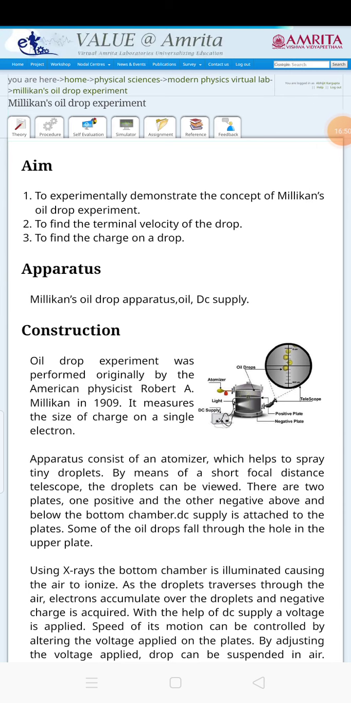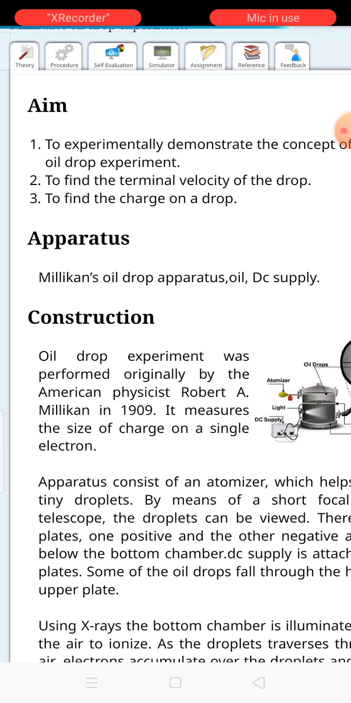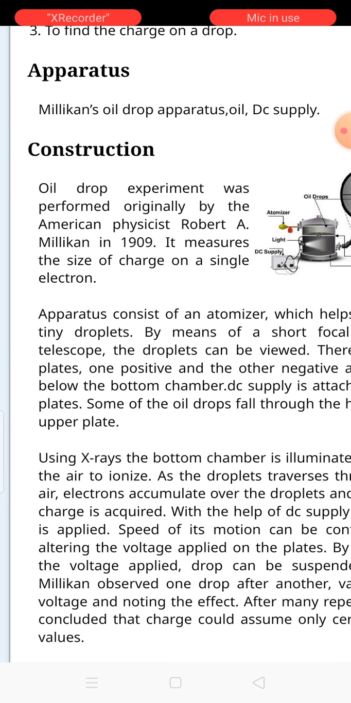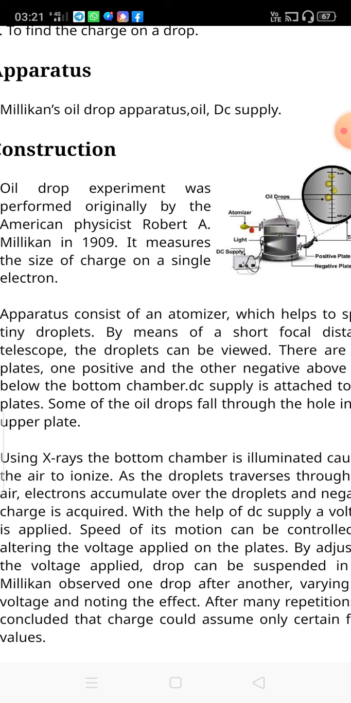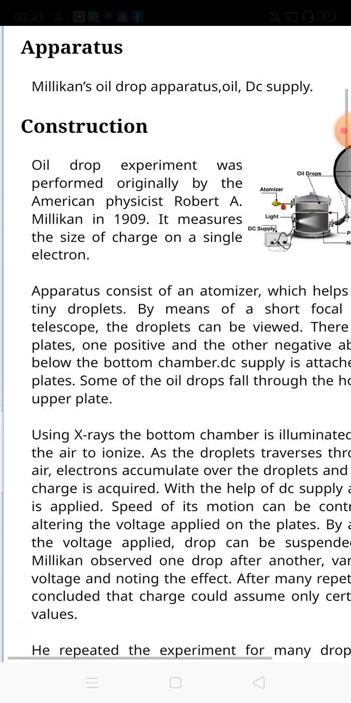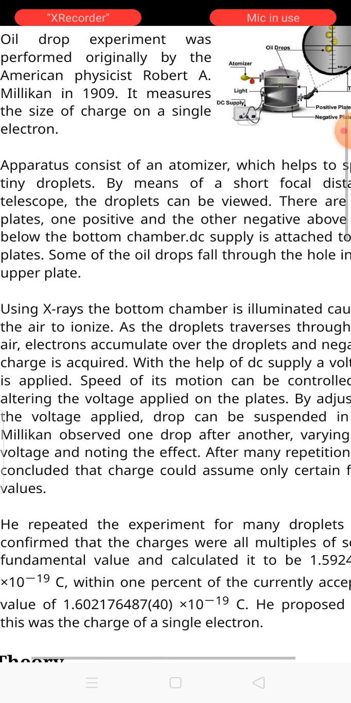Here is the theory part. The aim of the practical is to experimentally demonstrate the concept of Millikan's oil drop experiment, to find the terminal velocity of the oil drop, and to find the charge on a drop. The apparatus is Millikan's oil drop apparatus, oil, and DC supply. Construction: the oil drop experiment was performed originally by the American physicist Robert A. Millikan in 1909. It measures the size of the charge on a single electron.